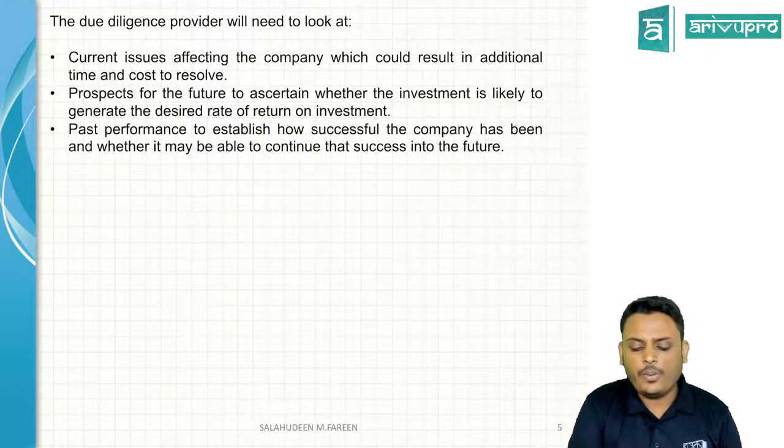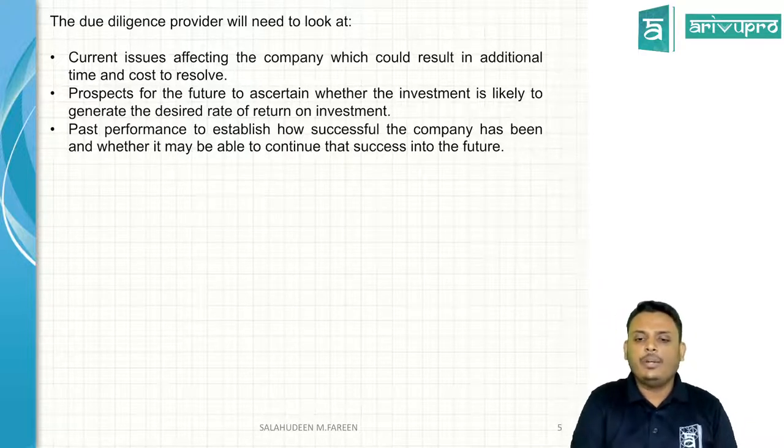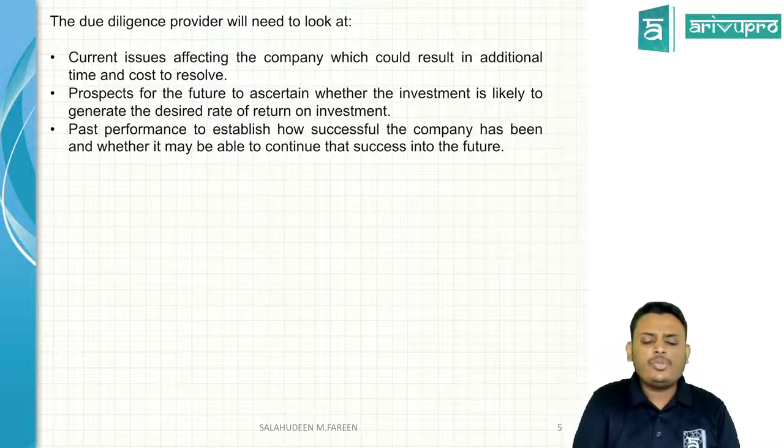Obviously the advisor, the firm, needs to look at the current issues affecting the company, which result in additional time and cost to resolve. Normally when it comes to acquisitions, there are sometimes problems faced by the target company. Because of those problems, sometimes the target company won't sell. Therefore, we need to identify these issues affecting that company. It is very important.